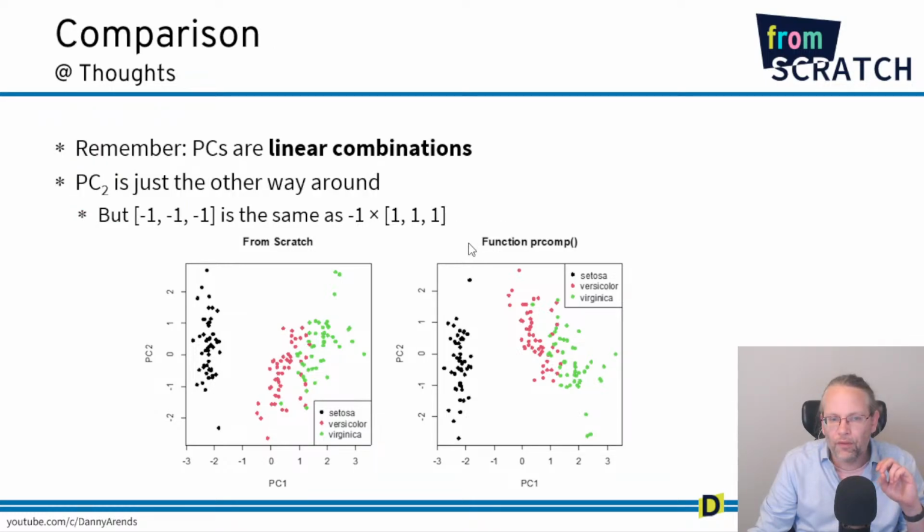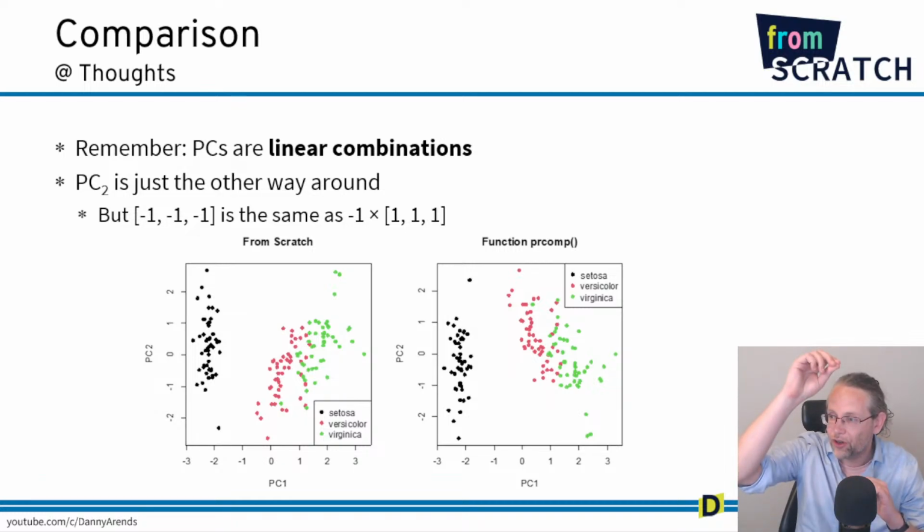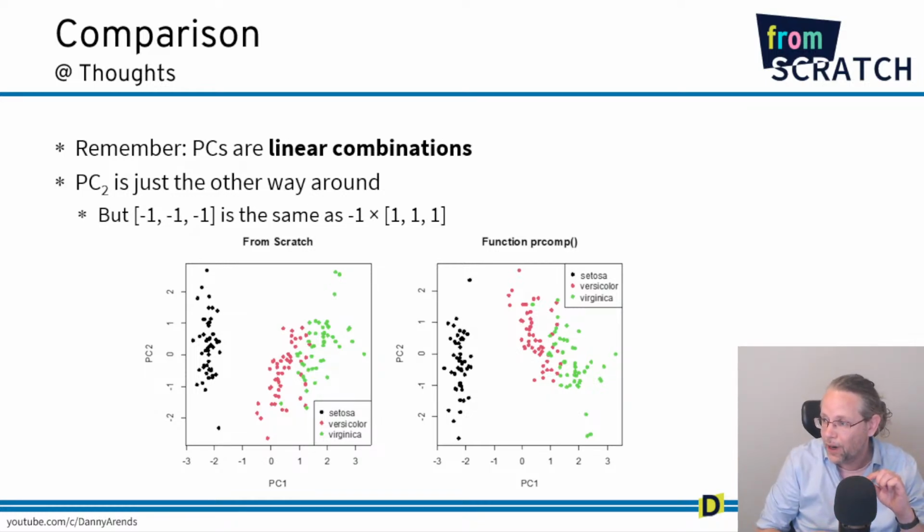Well, there are no differences because PCs are linear combinations, right? So a principal component is just inverted in our case. But that doesn't matter, because it doesn't matter if you have the y-axis going from -1 to 1, or if you have it go from -1 to 1 the other way around, right? So in the end, it's the same thing, right? -1, -1, and -1 is the same as 1, 1, 1. It's just in the opposite direction, right?